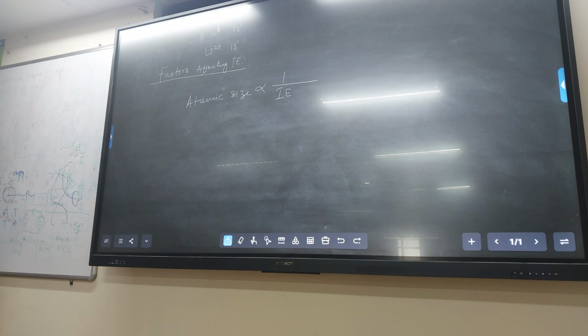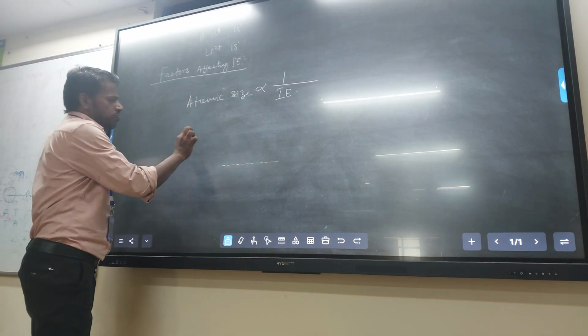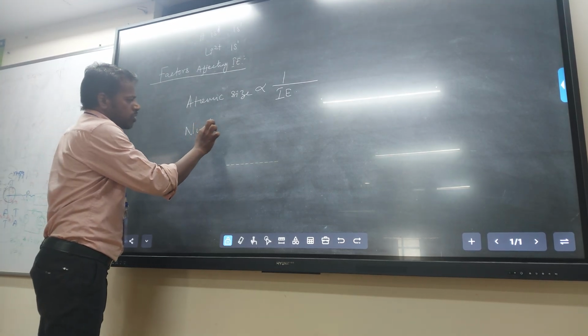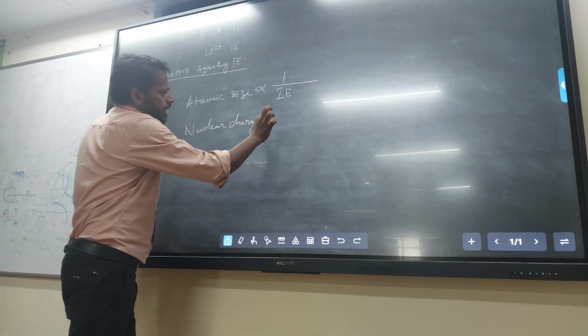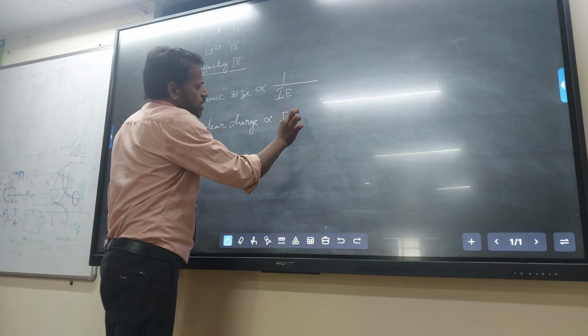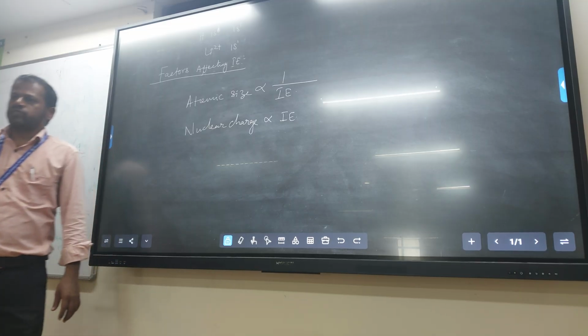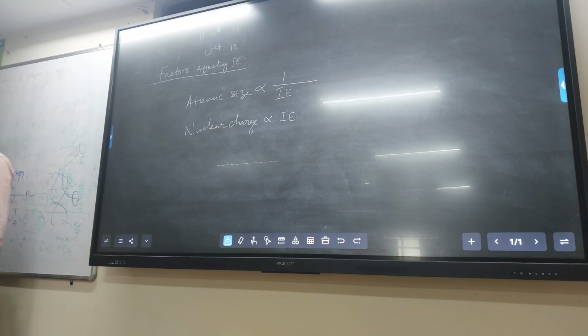Nuclear charge more means what? M2+, M3+: that is more nucleus, fewer electrons. There the ionization energy is more. Therefore, nuclear charge is directly proportional to your ionization energy. More nuclear charge, more ionization energy.